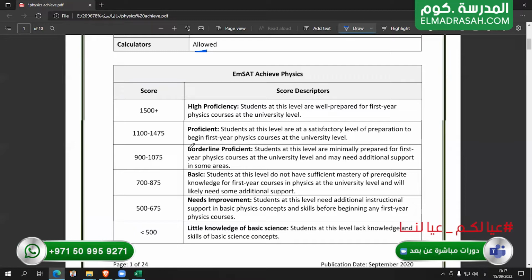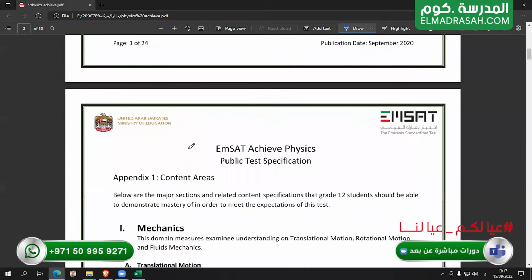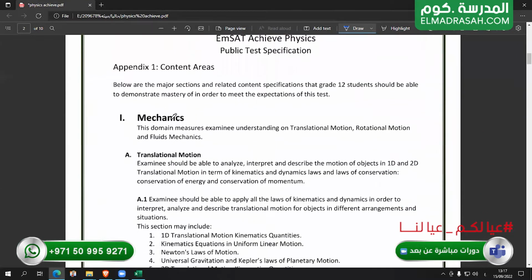So how will we revise for this exam? This course is about 12 lectures. In these lectures, we will study the concepts of physics, starting with mechanics. Here we will study translational motion, rotational motion, and fluid mechanics. We will study all the concepts regarding these three main ideas in mechanics.